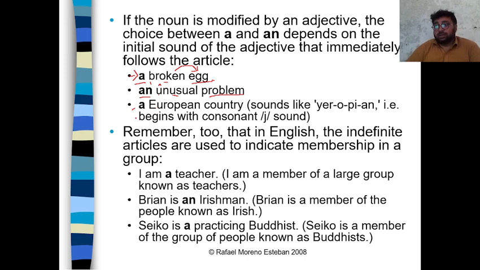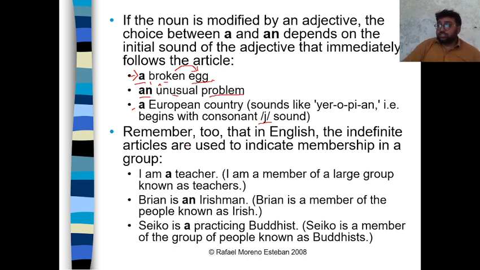Now let's talk about this one, a European country. Now we have used European over here with an a because it is not a vowel sound. If you look at it closely, you will see that it begins with a consonant y sound. Yes, university, European, yeah, all of these are the same.